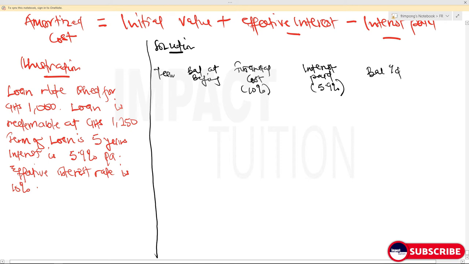We have year one, year two, year three, year four, and year five. The loan note is issued for 1,000. So that is our beginning balance, 1,000 Ghana cedis. Finance cost at 10%. This is 100. 10% of 1,000 is 100. And then 5.9% of 1,000 is 59.